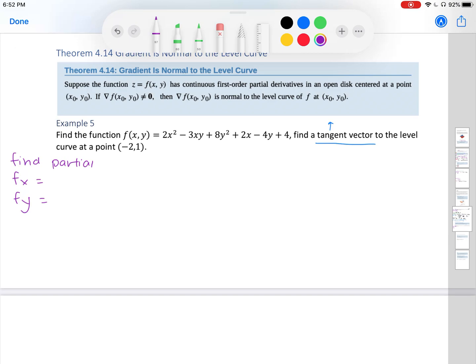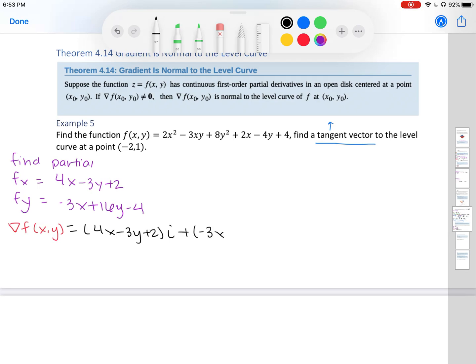So for x, we get 4x minus 3y plus 2. For y, we get negative 3x plus 16y minus 4. All right, to write it as our gradient, we get (4x minus 3y plus 2)i plus (negative 3x plus 16y minus 4)j. And we evaluate at that point.